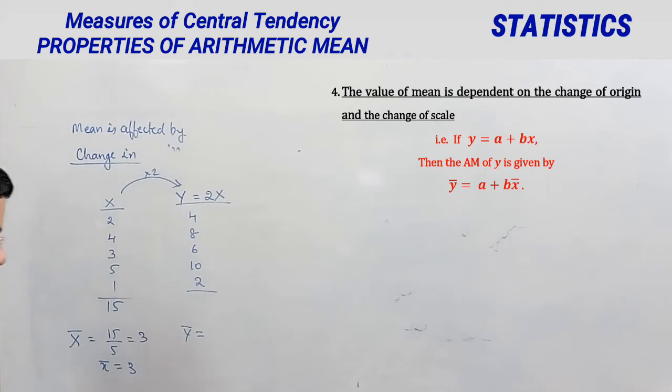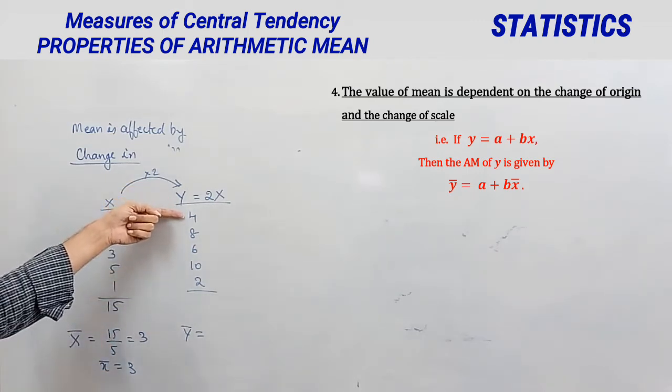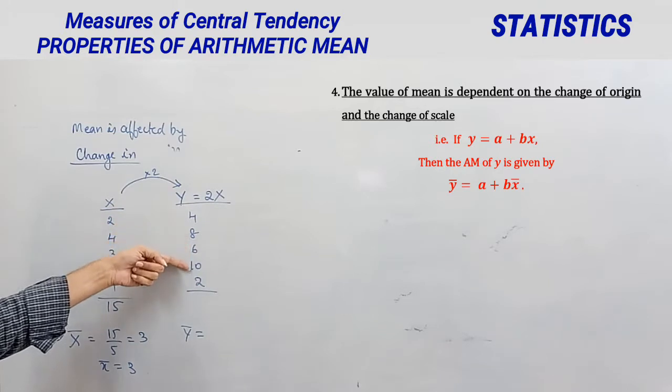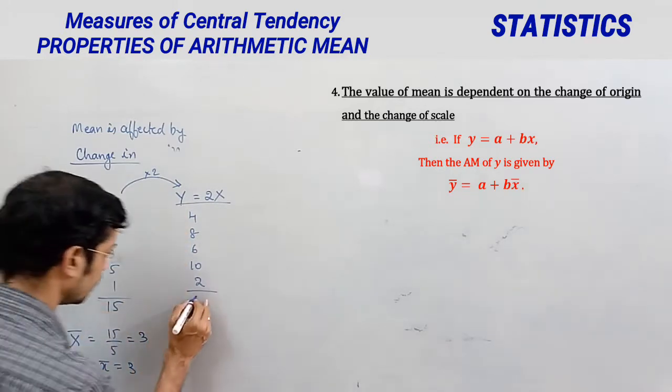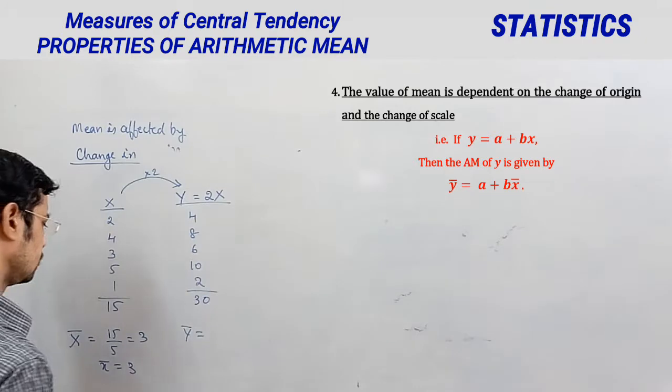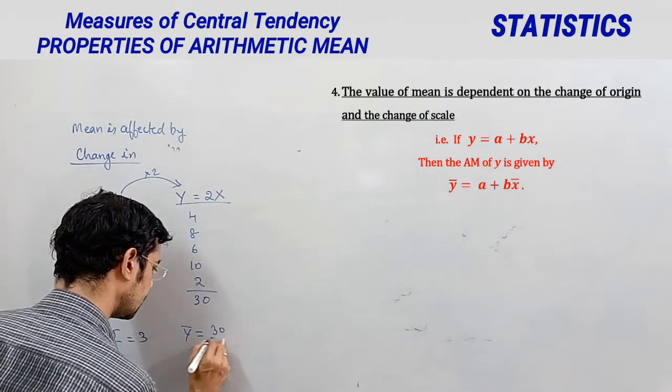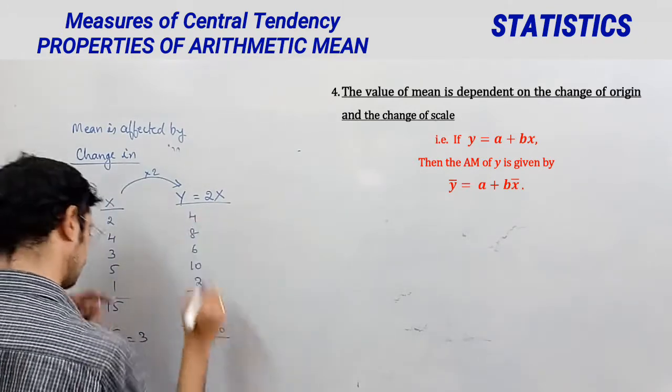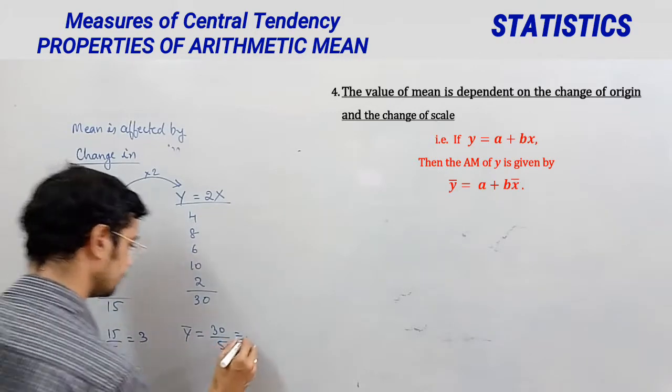So what is the mean, y bar? Now let us add all of them. When you add 4, 6, 10, 10, 20 and 30. Okay, so this is 30. So we have y bar as 30 by 5. There are 5 observations. So 6 5s are 30.